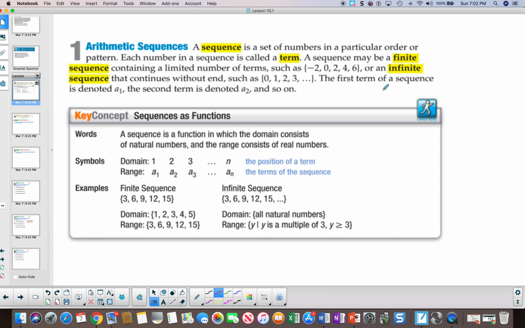The ... means it continues. The first term of the sequence is denoted a sub 1, the second term is a sub 2, and so on. So the domain will be the position, first term, second term, third term, and the range will be the actual number that aligns with that position. And this is an example of finite, this is an example of infinite. And again, you can see the domain and range.